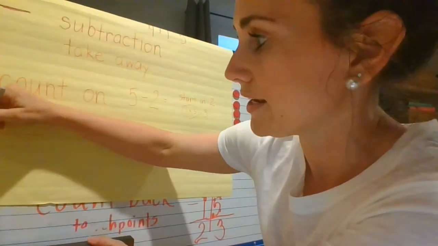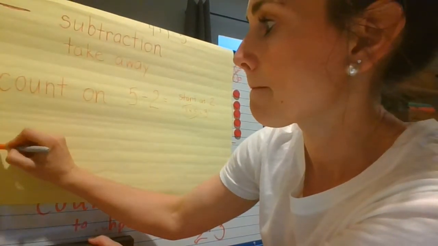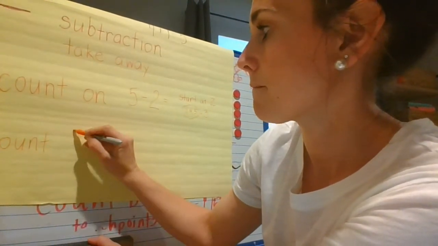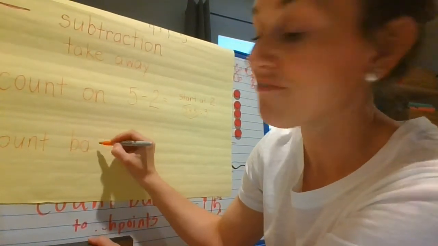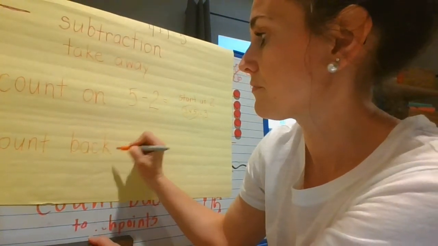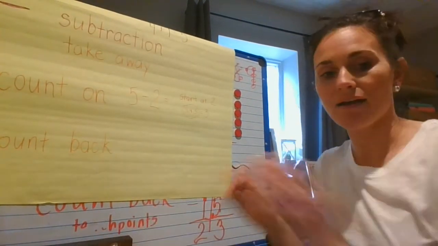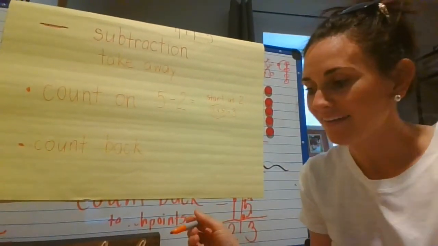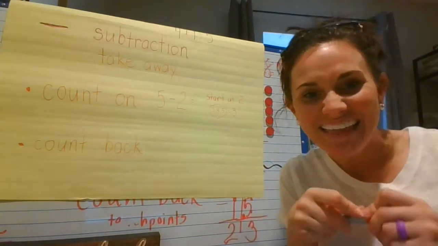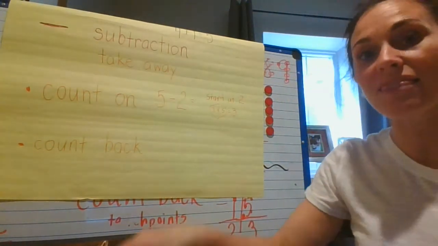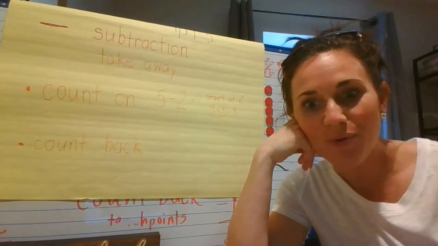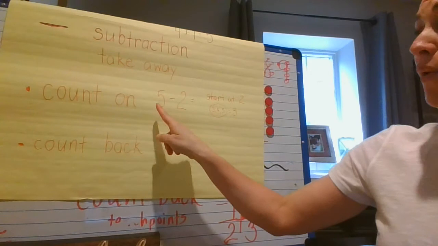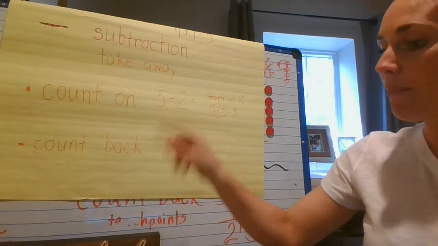Another strategy is, this one's my favorite. Okay, another strategy is counting back. And this one's my favorite because listen, subtract, you count back. Subtract, you count back. That's such a good way to help us remember. My brain loves those kind of things to help me remember, so I don't have to think too hard, right? Subtract, you count back. So if we start at 5, we're going to count back and stop on 2.